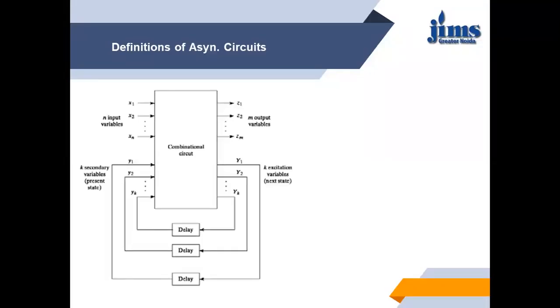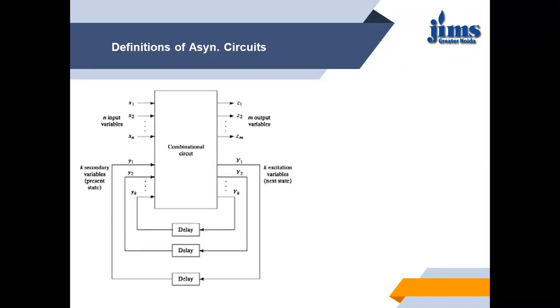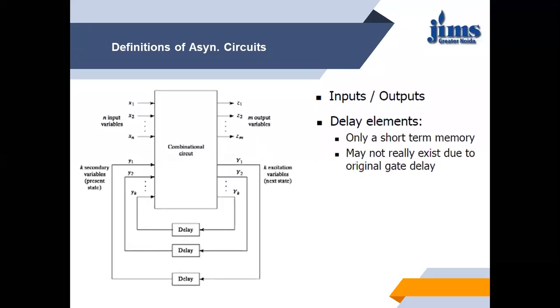Now some definitions of asynchronous sequential circuits. This is the block diagram, with n number of inputs, some combinational logic, m number of outputs, k excitation variables, that is the next state, and k secondary variables, that is the present state. The present state is denoted by small y. The next state is denoted by capital Y, and there is a delay. The delay may be with the help of flip-flops or latches, or it is just a wire delay, that is the propagation delay. So we have inputs and outputs. Delay elements are only a short-term memory and may not really exist, due to the original gate delay.